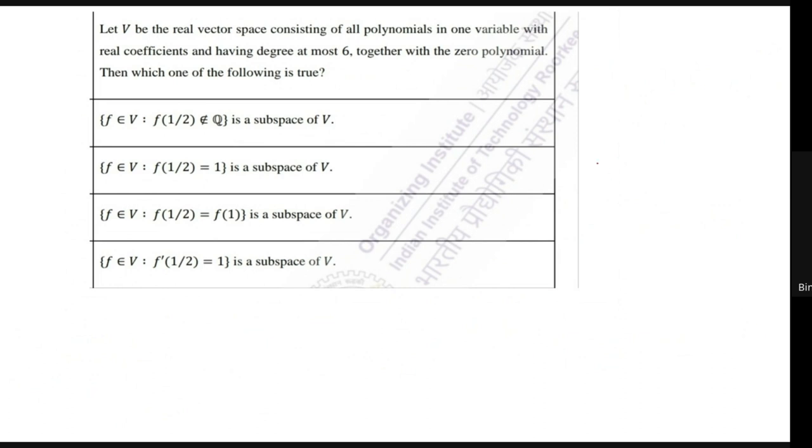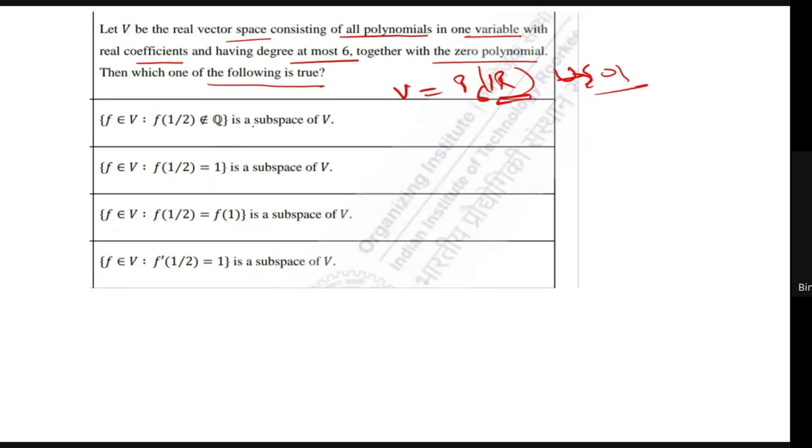So the next question is: let V be a real vector space consisting of all polynomials in one variable with real coefficients having degree at most 6, together with the zero polynomial. Then which of the following is true? Now we have to find whether each option is a subspace of V or not. V is given as P6(R), the set of all polynomials whose degree is at most 6 and whose coefficients are real numbers, with the zero polynomial.